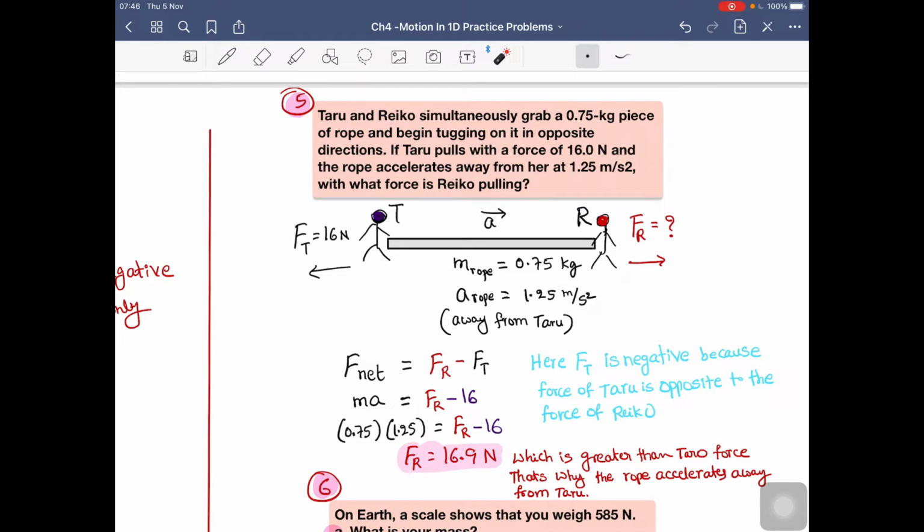you will get force of the Reiko 16.9. So Taro force is 16, Reiko force is 16.9. So that is why the rope is accelerating towards the Reiko, or away from the Taro.